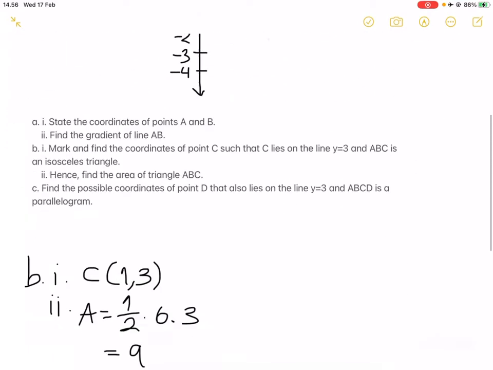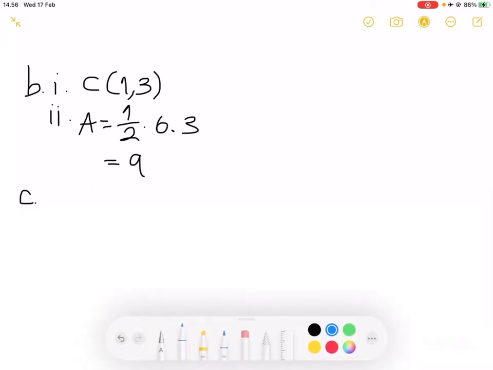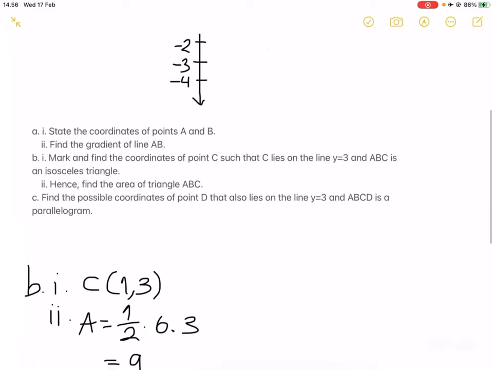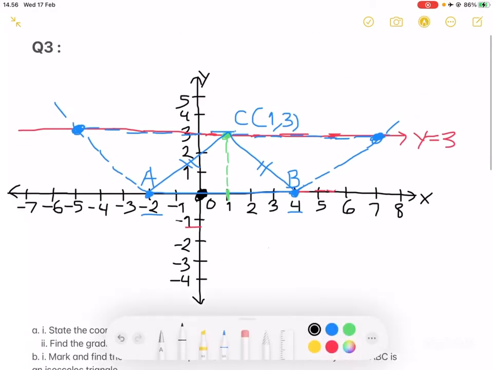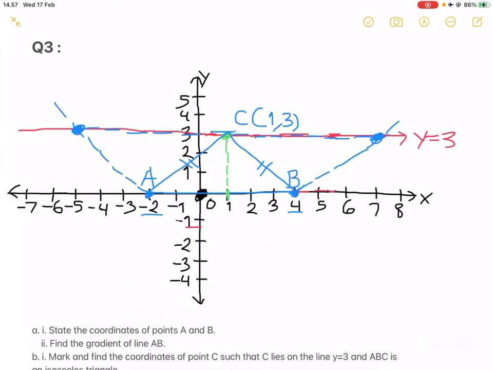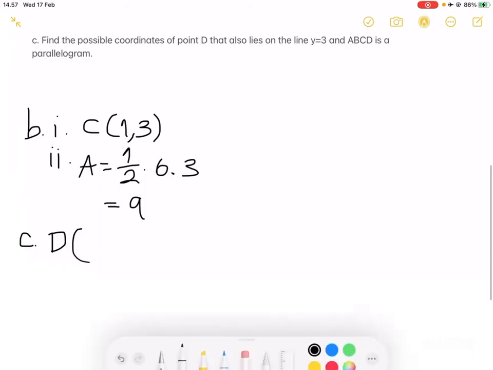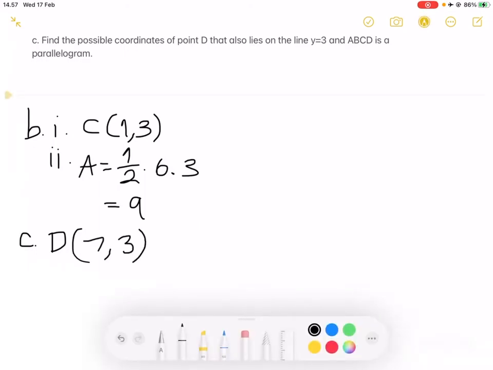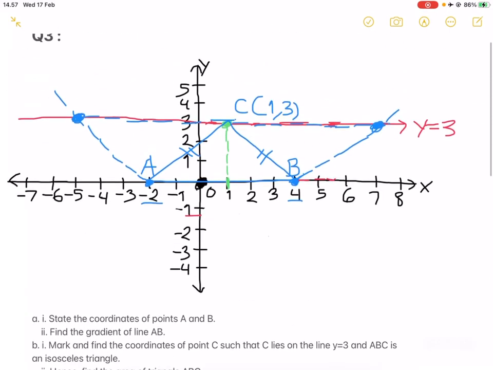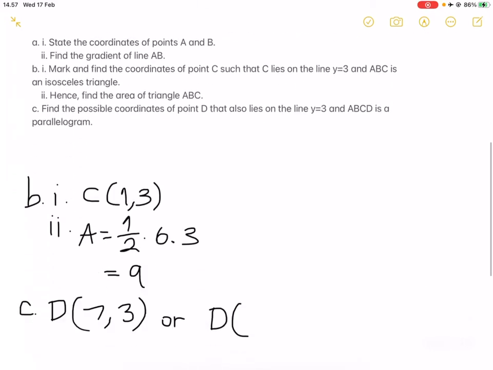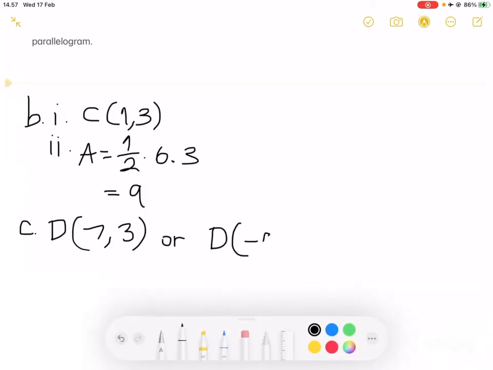The possible coordinates of point D are D at, well, the coordinate that we found the first way, which is at 7, 3. That's the first possible value. And the second one is at negative 5, 3. There we go.